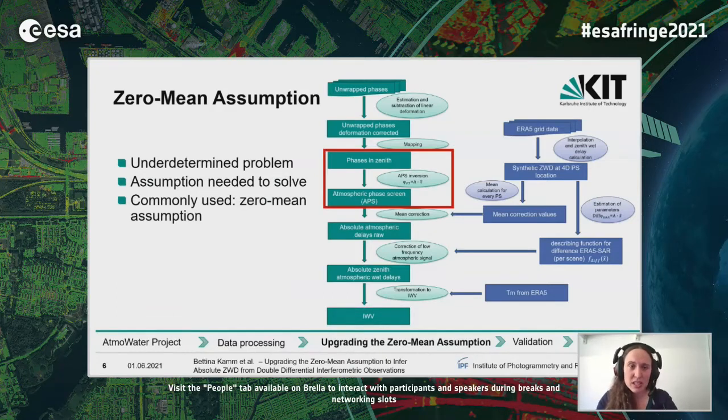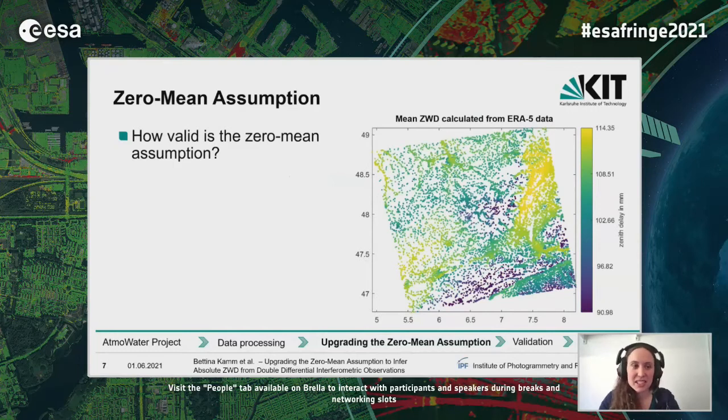The zero mean assumption is hidden behind this InSAR inversion. So we have an underdetermined problem to get from the interferograms to phase screens for each scene. So we need an additional assumption. And commonly it is used that in the mean, the atmosphere will be constant over time. So my first question is now, how valid is this zero mean assumption?